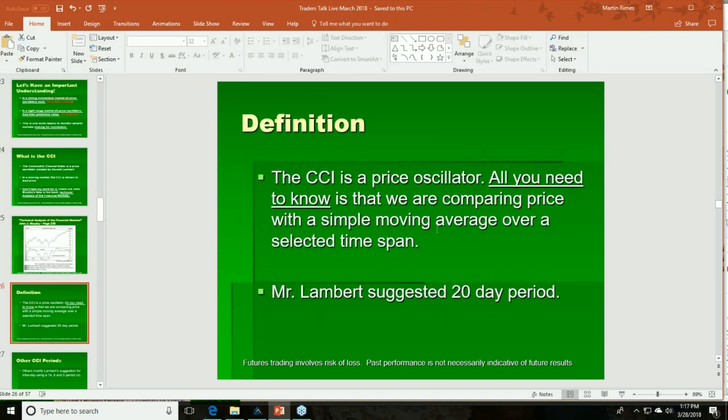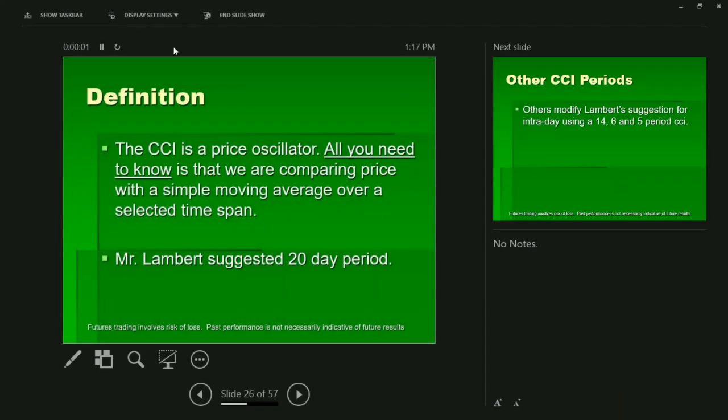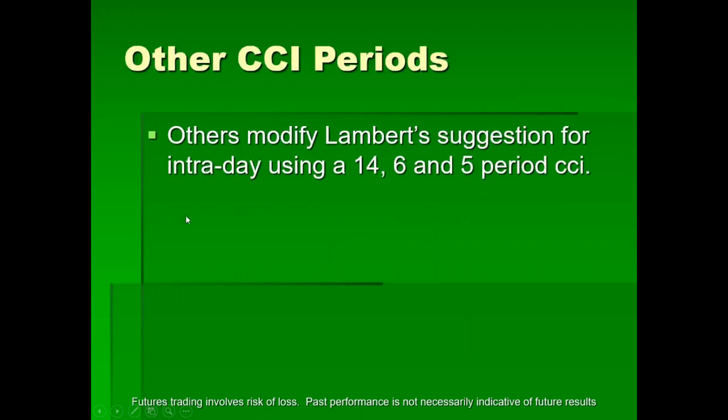All you need to know is that we're comparing price with a simple moving average over a selected time span. Mr. Lambert suggested 20 days. Others have modified Lambert's suggestion using 14, 6, 5.